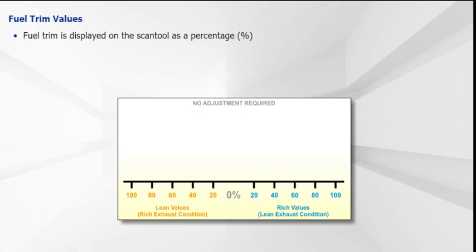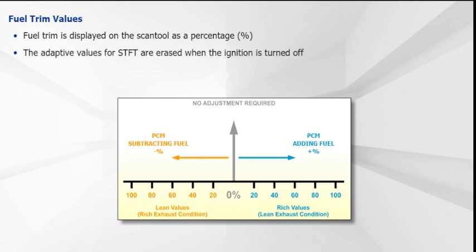0% indicates that the mixture is balanced and no adjustment is required to the pre-programmed injector pulse width. A negative percentage is an indication that the PCM is reducing injector pulse width to compensate for a rich exhaust, while a positive percentage means that fuel is being added to compensate for a lean exhaust. The adaptive values for STFT are erased when the ignition is turned off. In contrast, LTFT values are stored in the computer's memory and remain there until the PCM's memory is reset with a scan tool or continuous battery power is removed from the PCM.